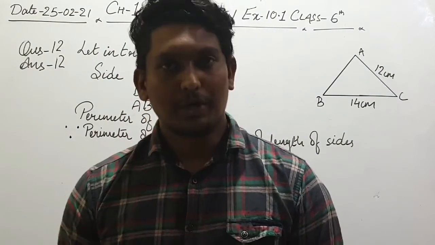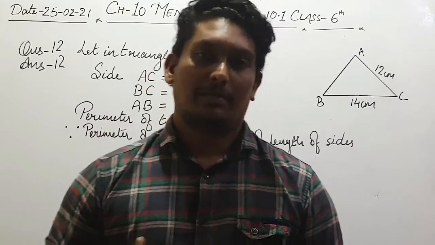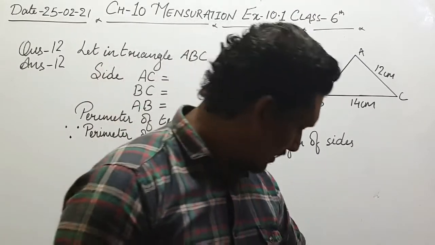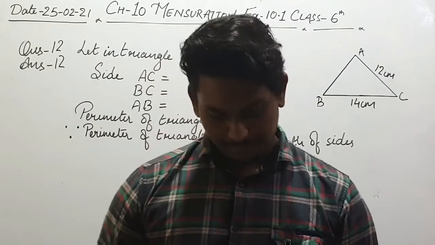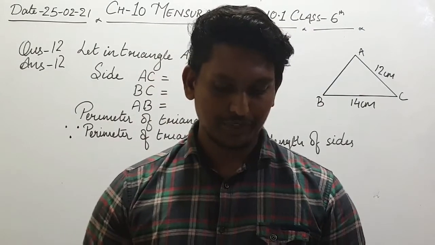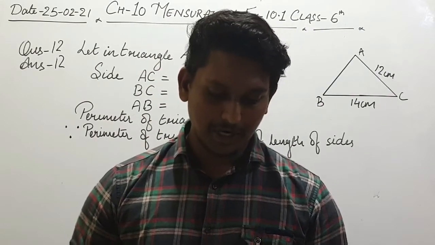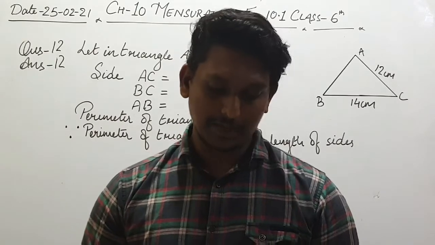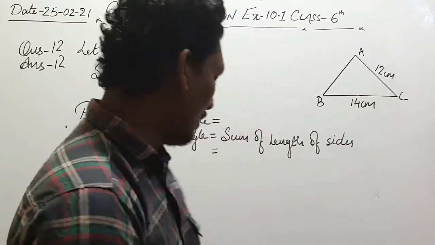Today we are going to continue the exercise. We start with question number 2. Let's go to the question. I'm just reading the question. Two sides of a triangle are 12 centimeter and 14 centimeter. The perimeter of the triangle is 36 centimeter. What is the third side?